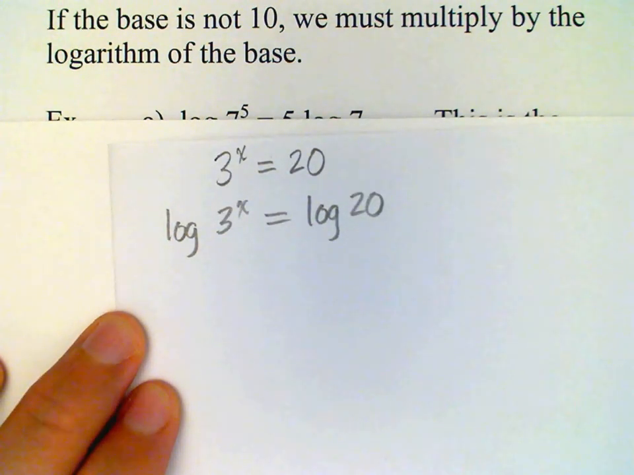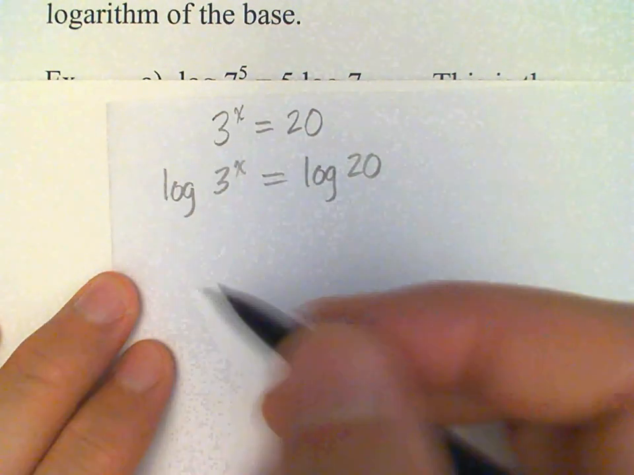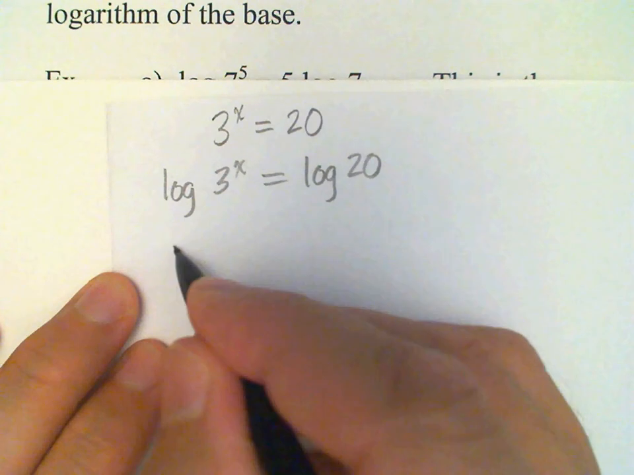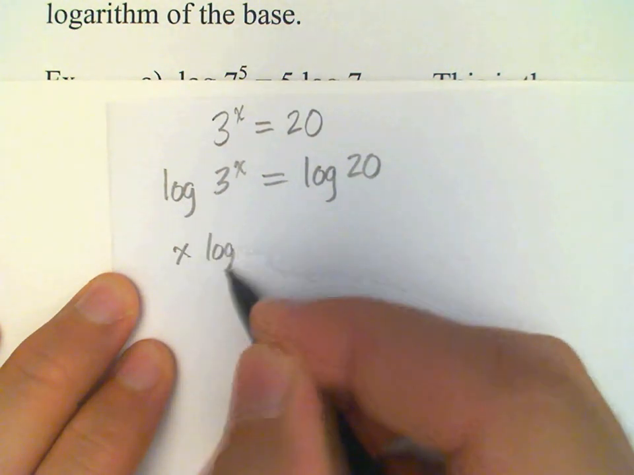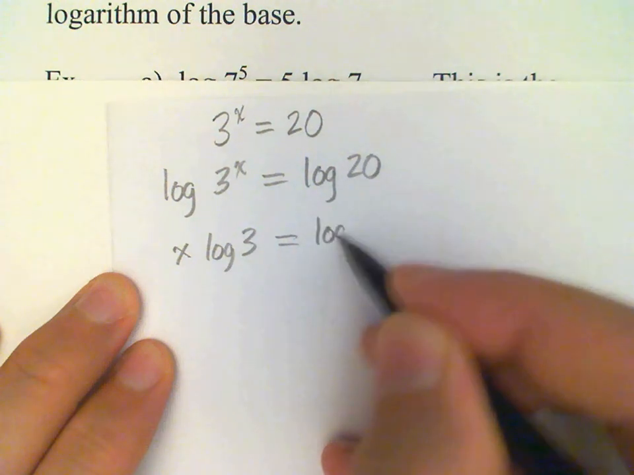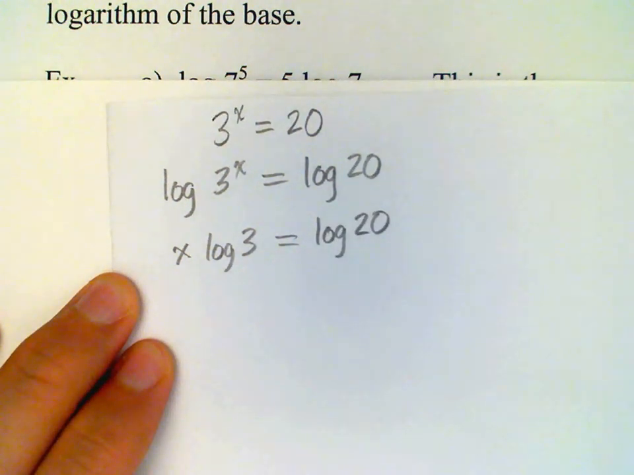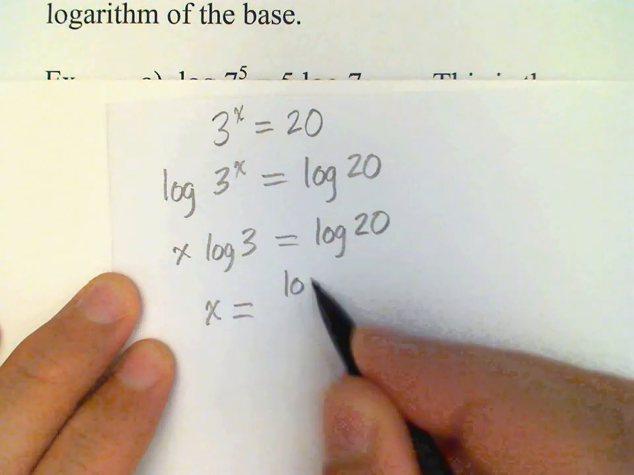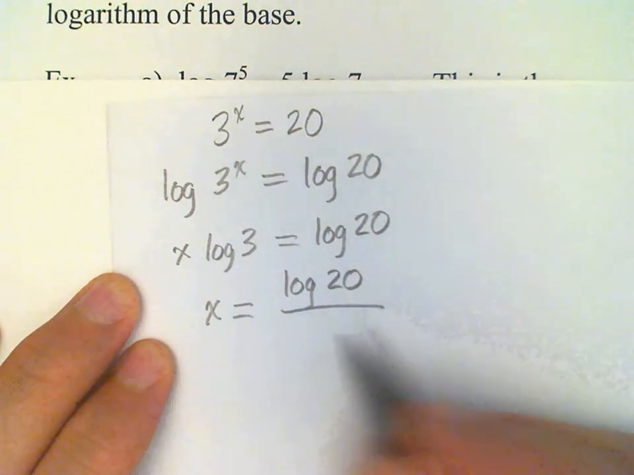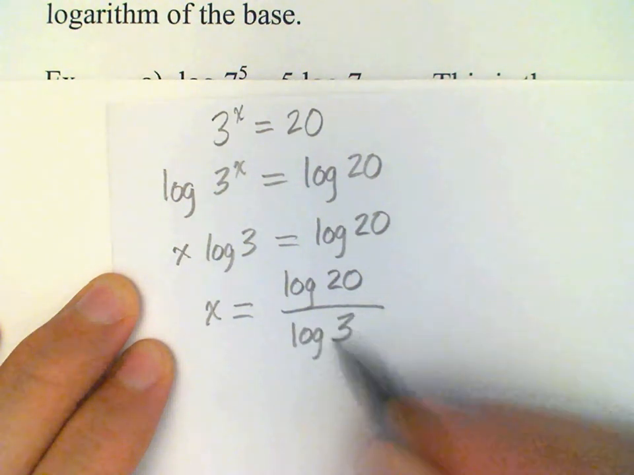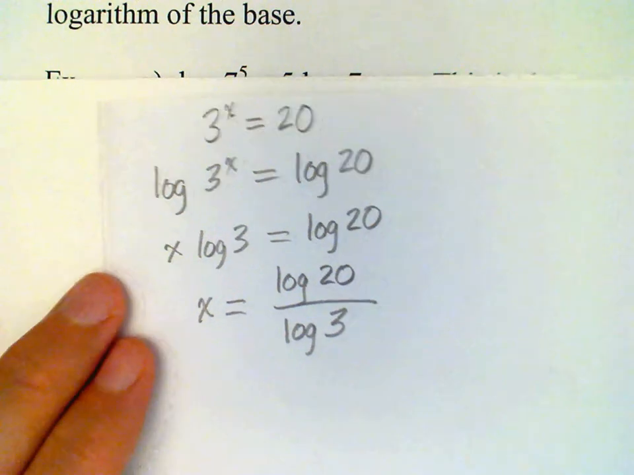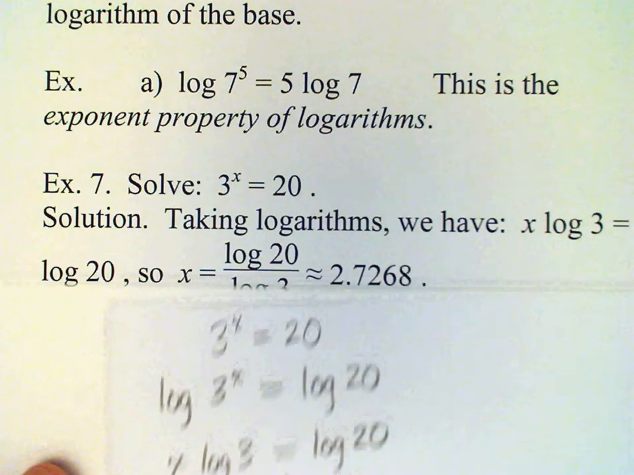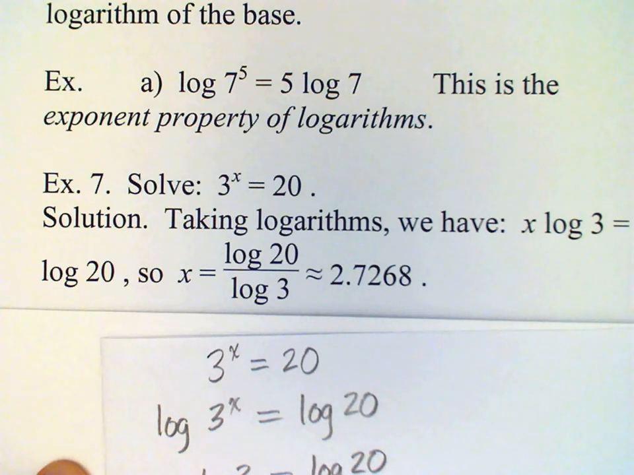Now apply the exponent property of logarithms. That allows us to pull this exponent out in front and gives us x times the log of 3 is equal to the log of 20. Okay, I remind you that log 3 and log 20 are just numbers. They can be found with your calculator. And so we can solve for x. X is equal to log 20 divided by log 3. And when we do the calculations, we find that the answer is about 2.72.